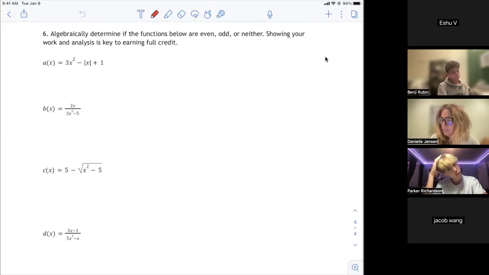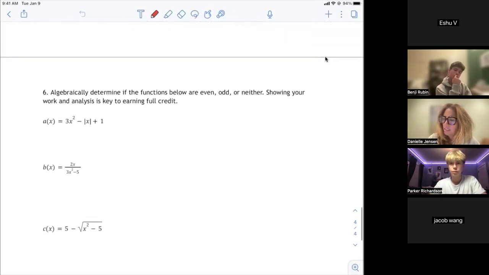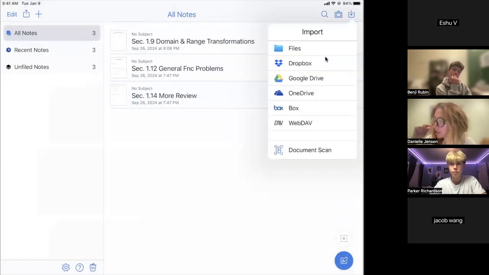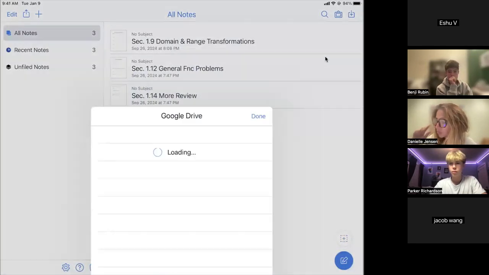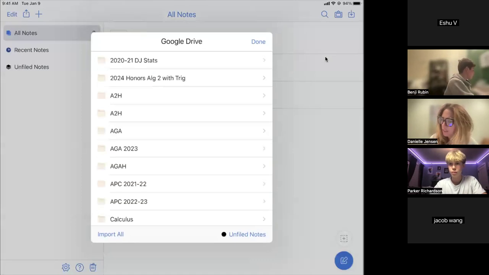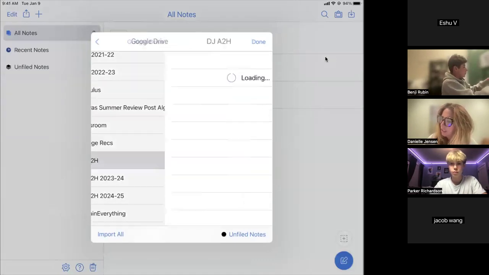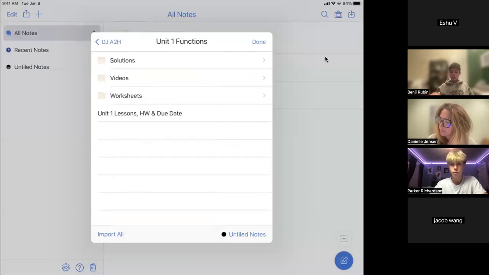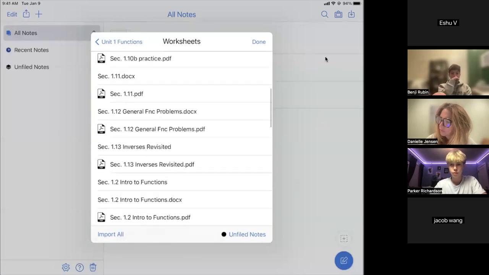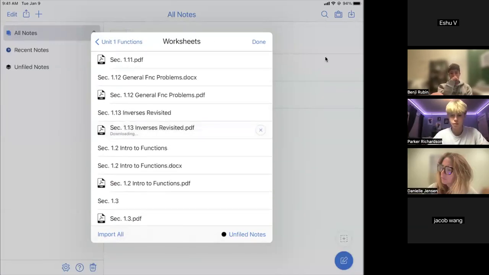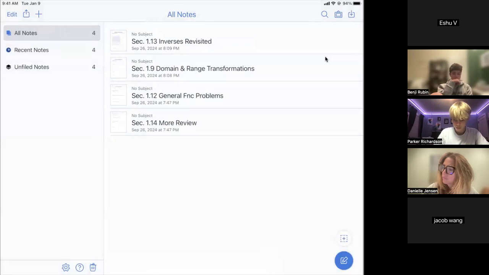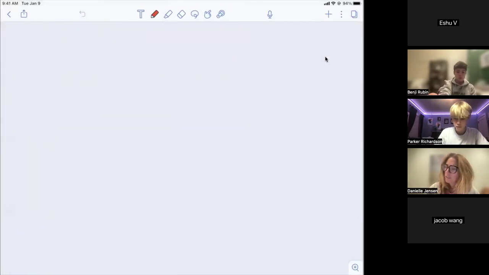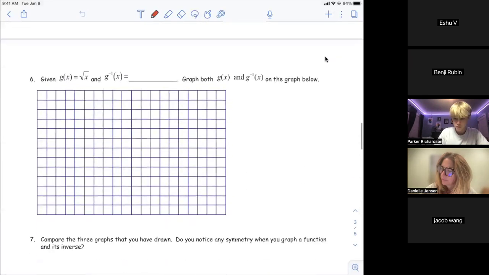Pretty sure it was the green packet. Oh no, 1.12. 1.13, yeah, you're right. Okay, let me just quickly look. That's the one I remember where we were graphing inverses and things like that. Okay, 1.13. All right. Got it. Okay, number 7.